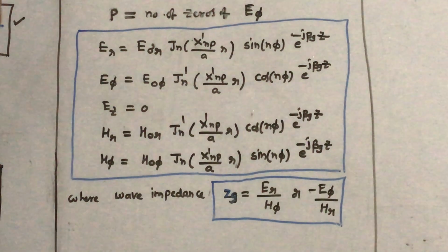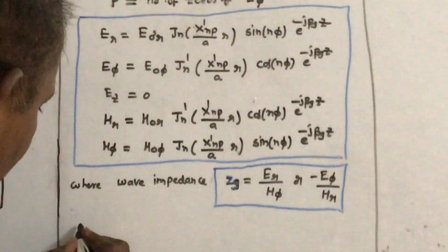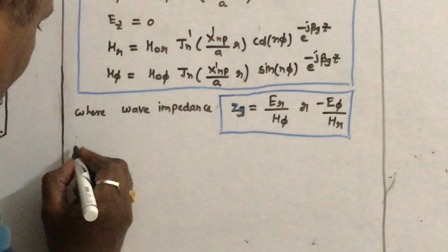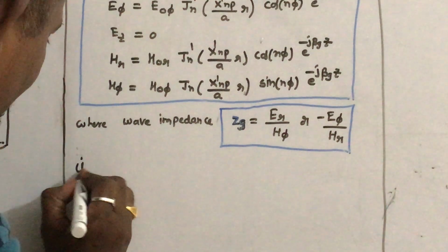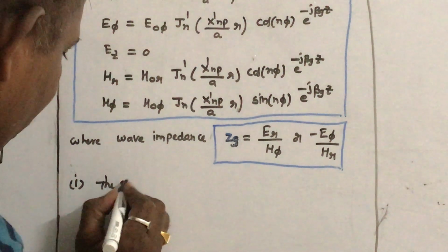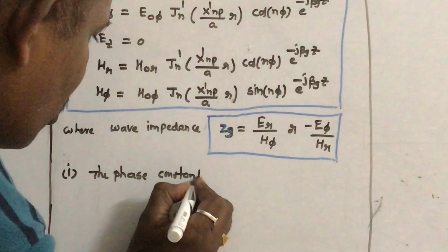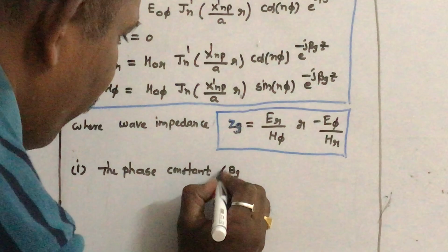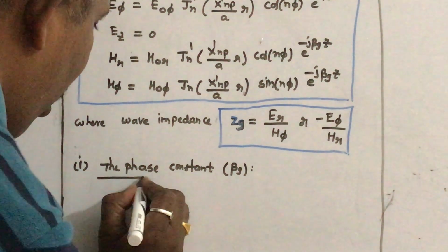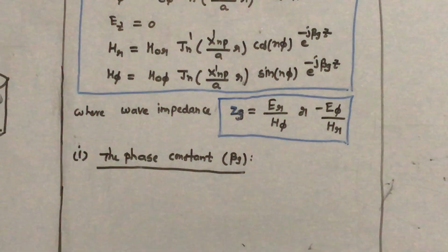So this is another very important formula, the wave impedance, also called the intrinsic impedance. Now finally we derive the following equations. First one, number one, a very important derivation: the phase shift constant βg. So we derived the first one, the phase shift constant βg.